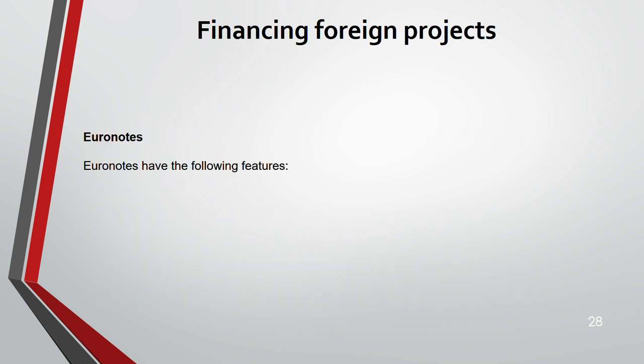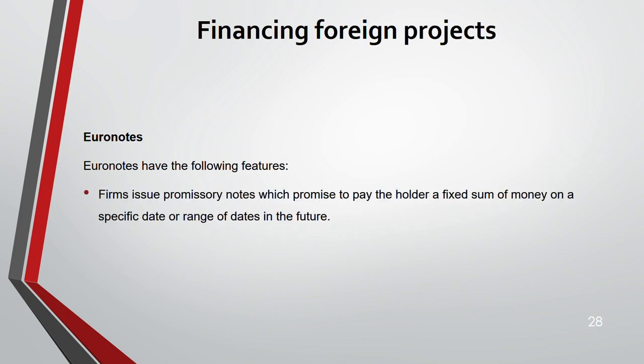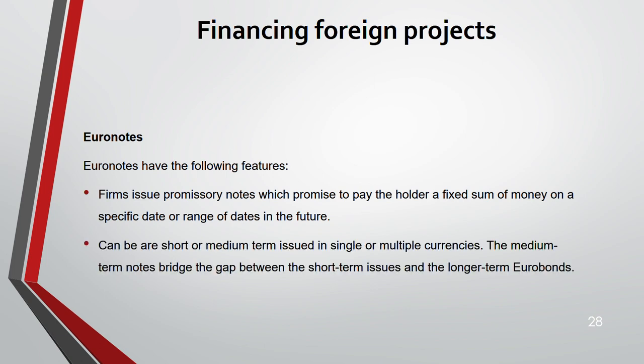Then we are going to euro notes. Euro notes have the following features. Number one, firms issue promissory notes which promise to pay the holder a fixed sum of money on a specific date in the future, or it could be a range of days in the future. That means a fixed sum of money is paid in the future on the fixed date. That is the meaning of euro notes. Second feature, they could be used for the short or the medium term, either issued in single or multiple currencies. Medium term loan notes are good because they bring the short term and the long term euro bond together. It's the in-between thing. It bridges the gap between short term issues and longer term euro bonds.